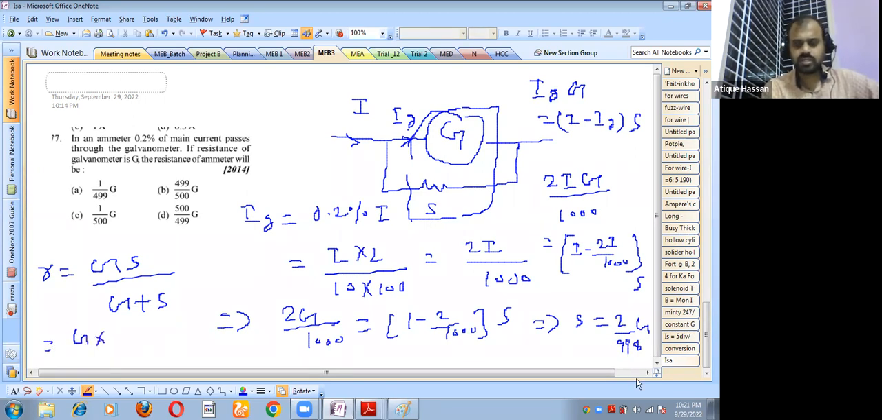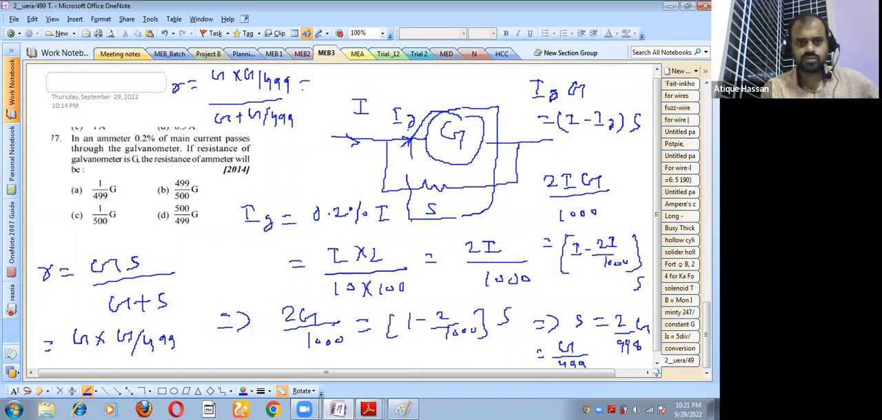So now I can put the value of S we got, or we can put it like G by 499, right? G by 499. So I will put S equal to G by 499. So G into G by 499 divided by G plus G by 499. So 499 will be cancelled out. So I will get it as G upon 500, right? So the correct answer is C.